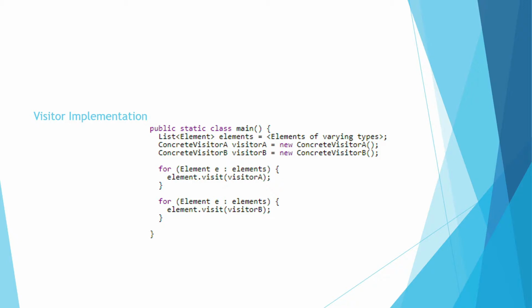And then here in the client with the data structure, we're using just a list. So you have a list of elements, and it could be elements of any varying types. You have concrete visitor A, concrete visitor B, and they're going to do different things, whatever you want them to be. Then for element in elements, we're going to call element.accept with each visitor.